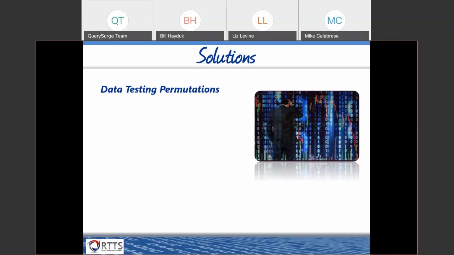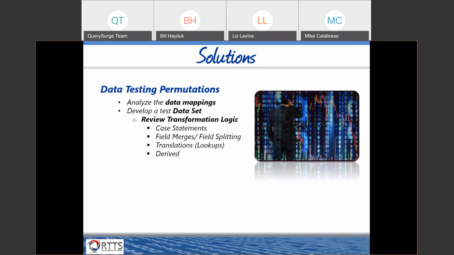Another question that has come up is for data testing permutation. So how do I really test all the logic that's going on here? And again, that starts with the data mappings that I discussed earlier. The definition of how the data is supposed to move through the system will allow you to develop a test data set. So reviewing that transformation logic, understanding the case statements or the field merges or the field splits that are going on will allow you to develop that test data set.